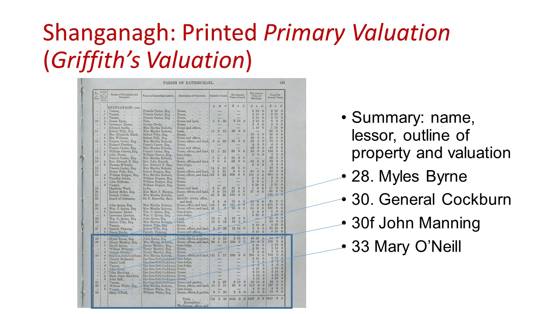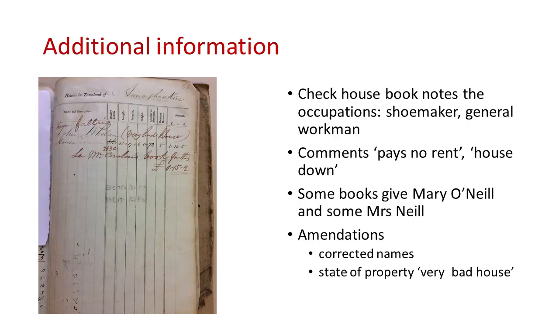It gives the outline, describes the property in very vague terms, and it gives the valuation of the house and the land separately. And in all of these books, you find all sorts of additional information. In the Check House book, there happened to be comments saying somebody was a shoemaker. I mean, he seemed to be living in the middle of the country, but he was a shoemaker. And then there are other people who were described as general workman to General Coburn, or a general workman living on a farm somewhere. So that could be valuable information.